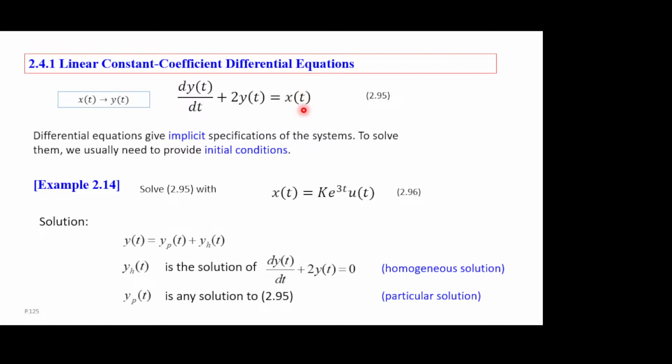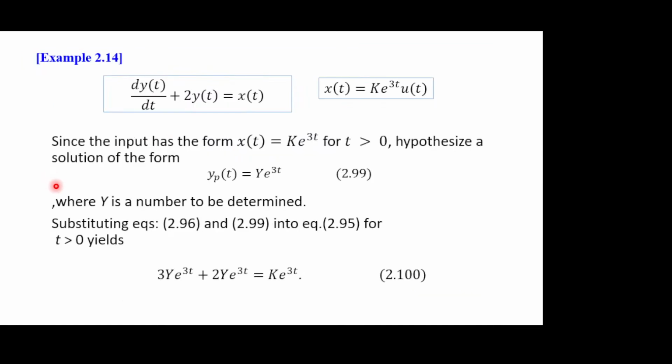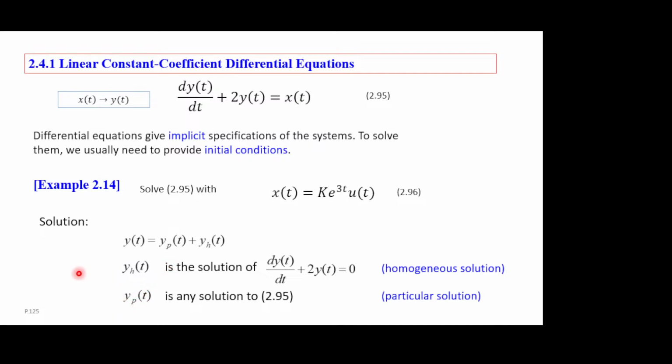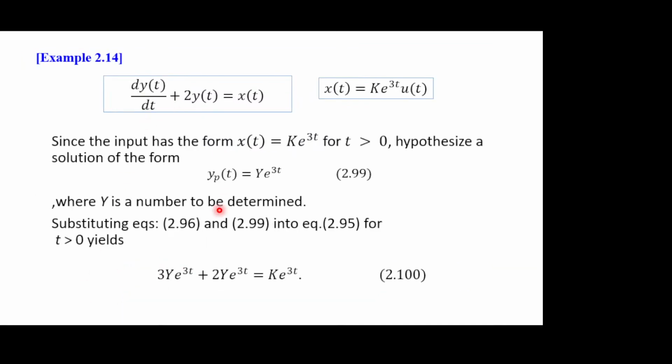yh is a homogeneous solution, which means you are solving for input equal to 0. So first assume x of t equals 0, and we solve for a y that satisfies this. Then we also have the particular solution, which is whatever solution solves this. Let's see what the homogeneous solution and the particular solution can be. Let's first solve for the particular solution, where we want to solve this equation for this input x.